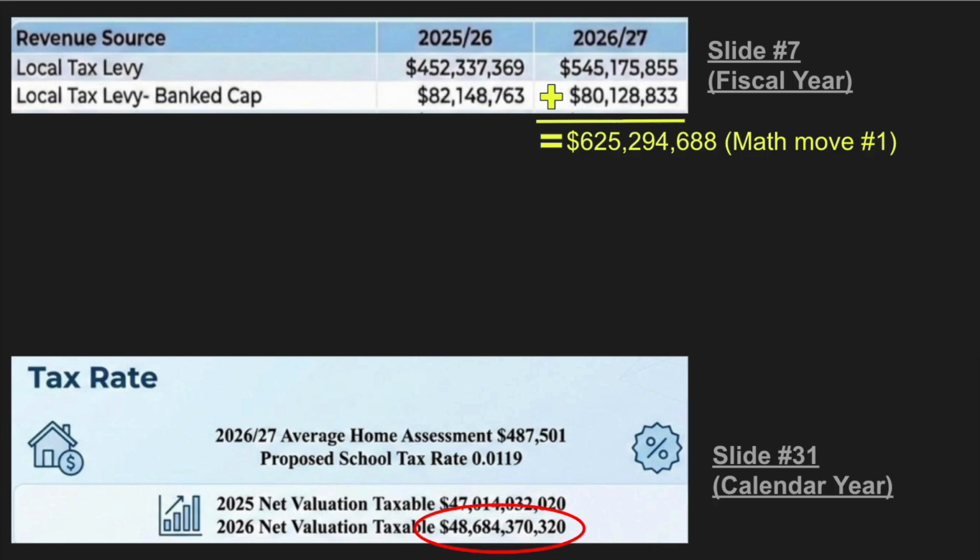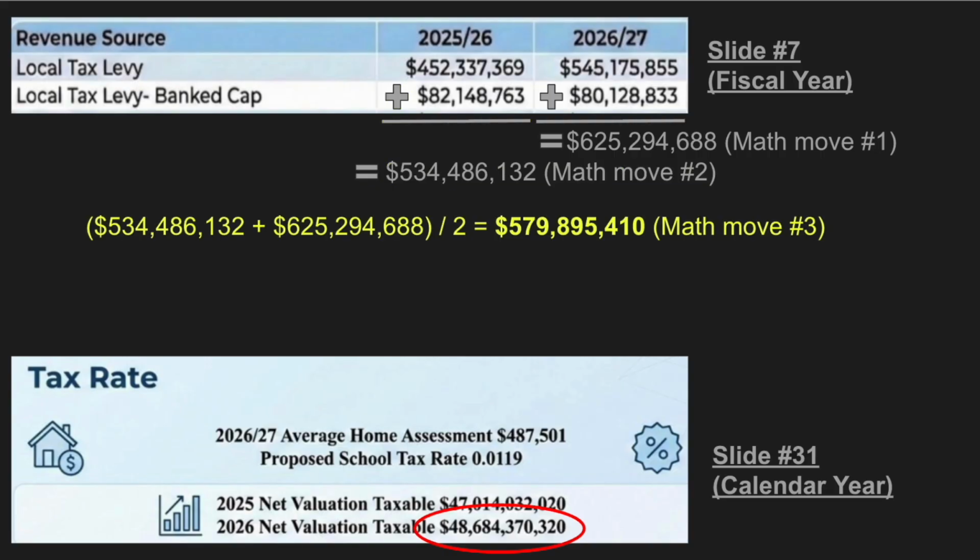So if we add the $545 million and the $80 million, we get to a total tax levy of $625,294,688 for fiscal year 26-27. Now we have to do the same exact thing for the prior fiscal year. That gives us a prior fiscal year levy of $534,486,132. That's math move number 2.